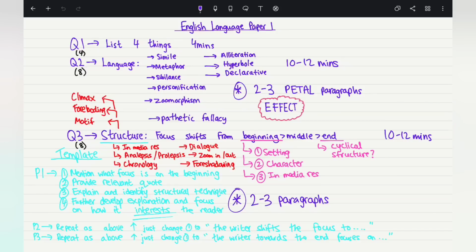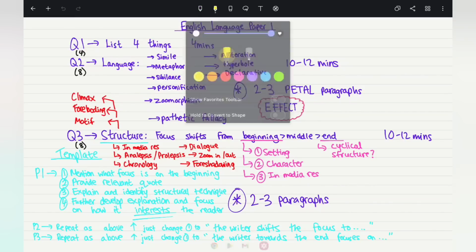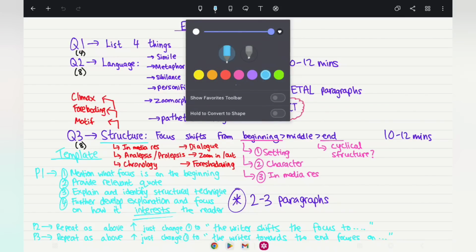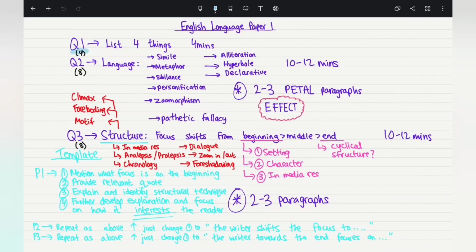So first things first, question number 1 is the easiest question and it's only worth 4 marks. So as you can see, I've highlighted here. It's only 4 marks. So what do you have to do here? In simple terms, you're just listing 4 things, okay? So you're listing 4 things that you understand from the text and it's from specific lines.